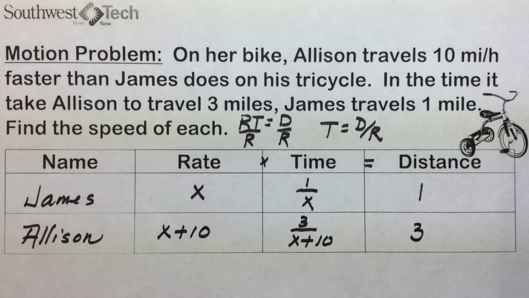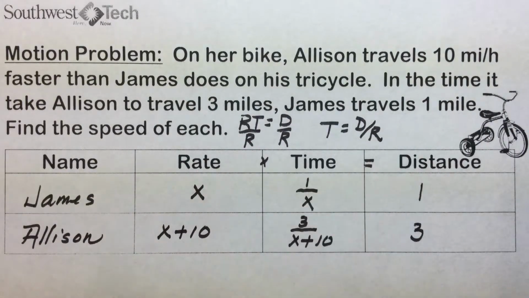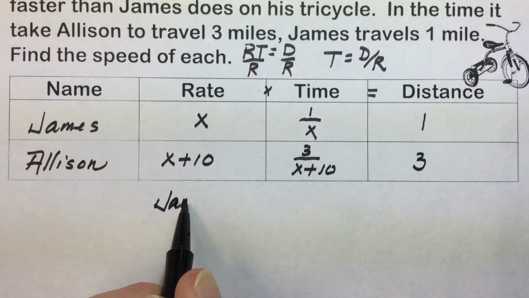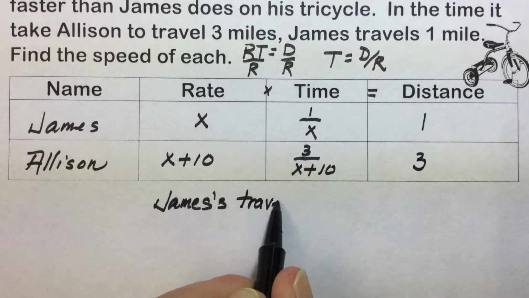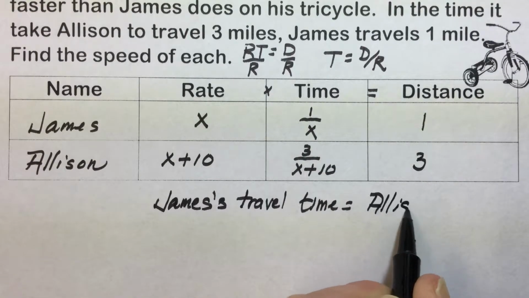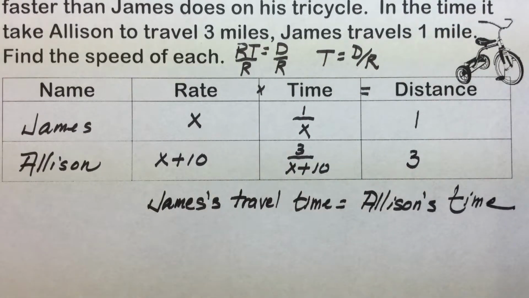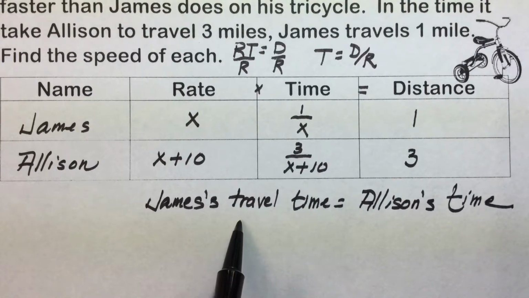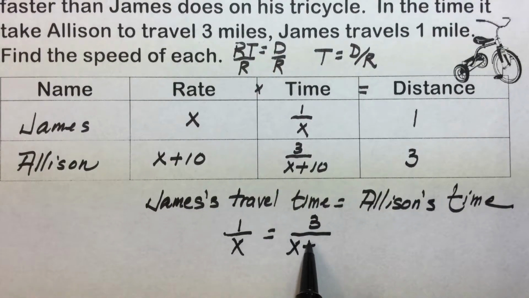And to set up our equation then, it says in the time of Allison's travel, it equals James' travel. So that will be the basis for our equation then. So James's travel time equals Allison's time. And we'll put in those values that we have found here from the table. James's time is 1 over x. Allison's time is 3 over x plus 10.